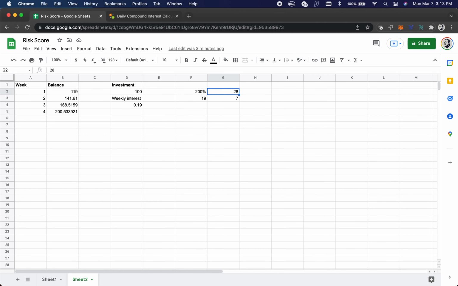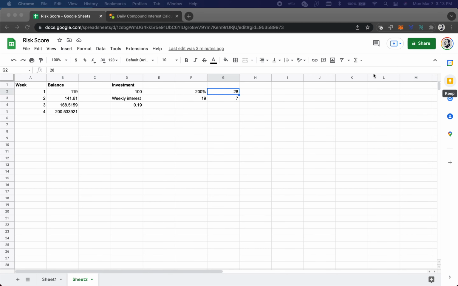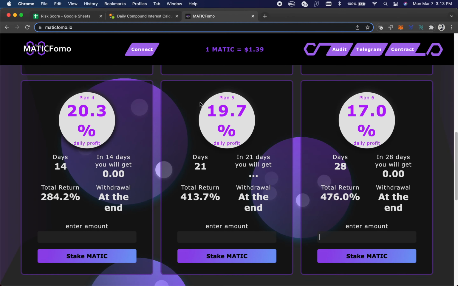Let me show you an example. We'll just drag this guy over here. Yeah, this is straight from Matic FOMO. I would never touch this 28-day one right now. Another month into this contract, that's really risky. But why would I do this when I've got 14 days at a 284% return? People see, ooh, this is bigger, I'm gonna jump into this. But let's look at it.